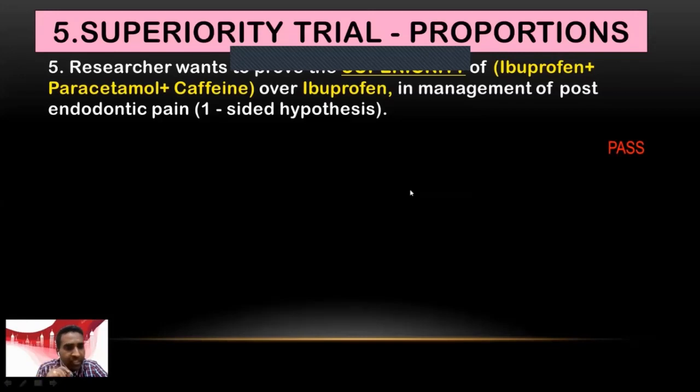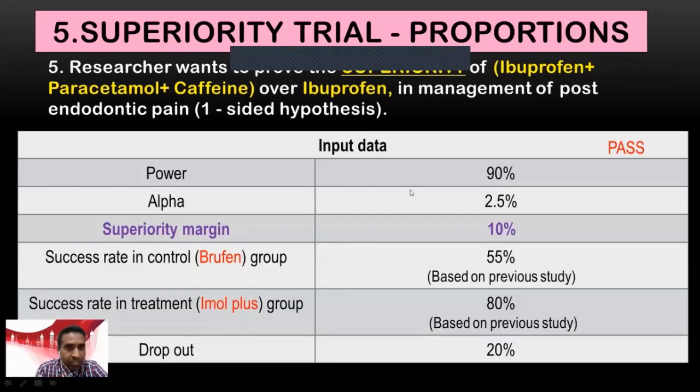What are all the input details we need to give? Apart from the routine, we need to give a superiority margin. This is very important. Now, power is 90% and alpha is 2.5%. Remember, if it is going to be a one-sided hypothesis, it is better to keep your power at 90 and alpha at 2.5.